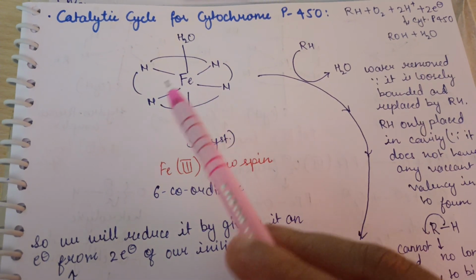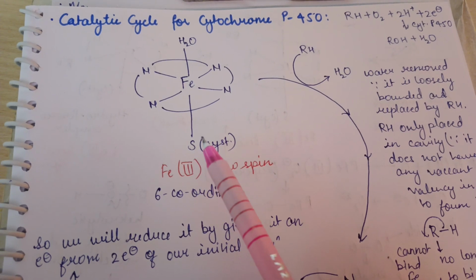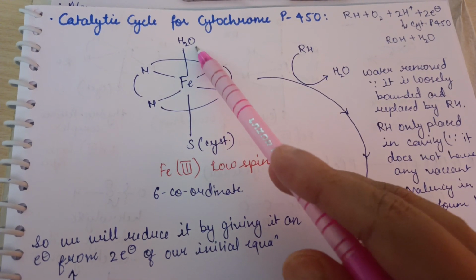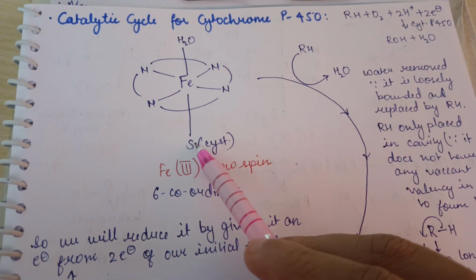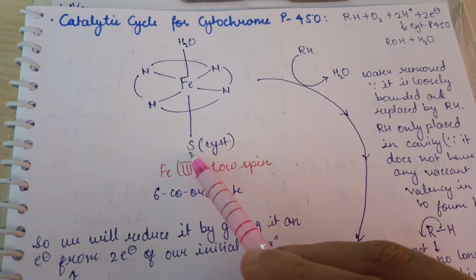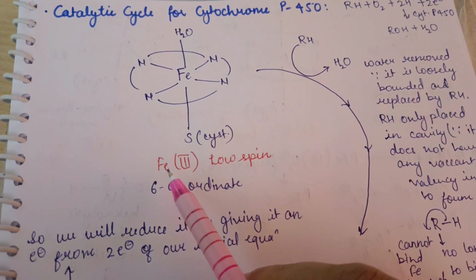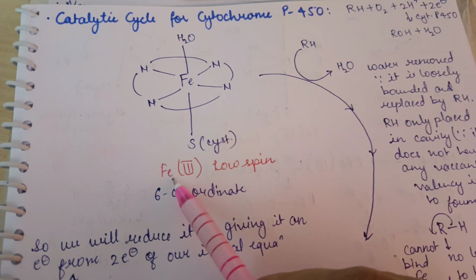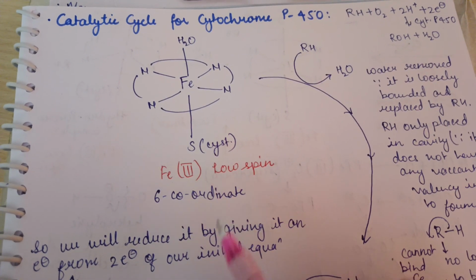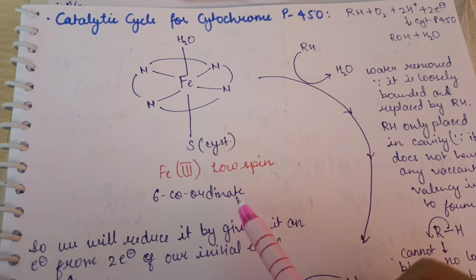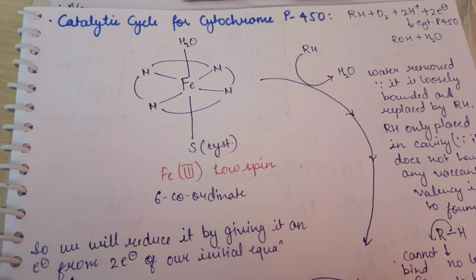Here, as we can see, this is the Cytochrome P450 structure. Up is the water, and down on the 6th coordination site is the sulfur atom of the cysteine. Here we can see that iron is in the +3 oxidation state and it has 6 coordination sites, so it is a low spin complex.